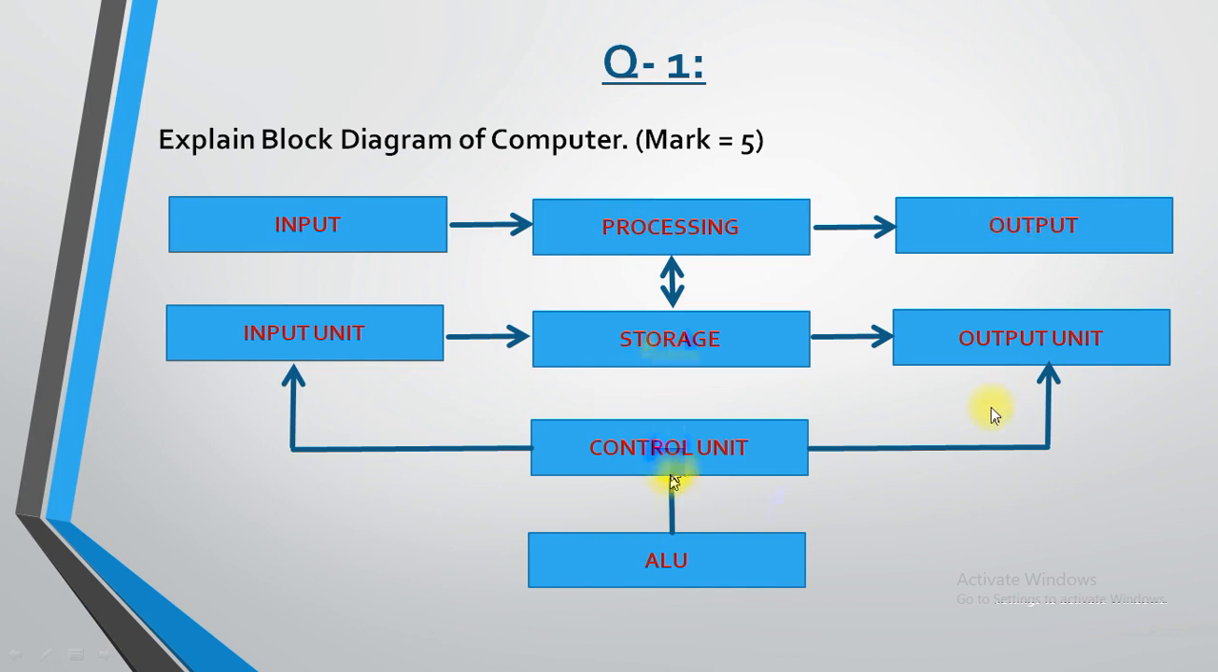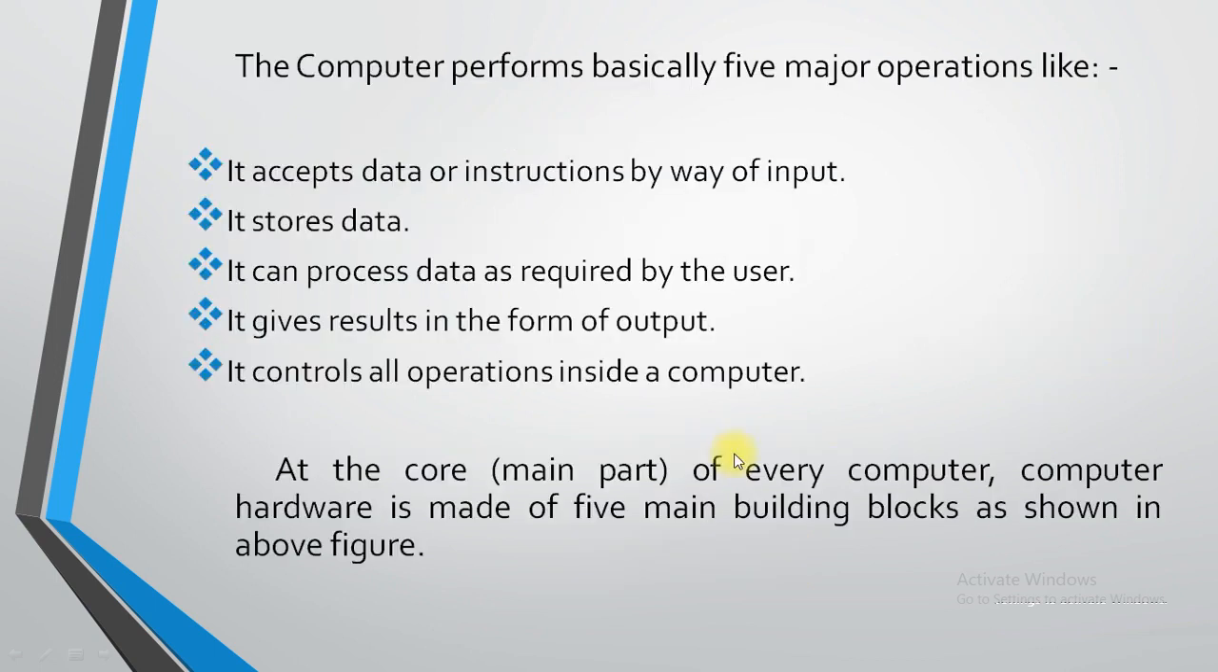Similarly, control unit and ALU are connected together with the simple line. There is no arrow between control unit and ALU. We have seen the 5 basic operations which can be performed by any computer system. It accepts the data from the input unit, it stores the data in storage unit, it processes the data in the processing unit, it gives the result in the form of output unit, and it controls the operations by control unit. So these 5 are the main parts of any computer hardware.